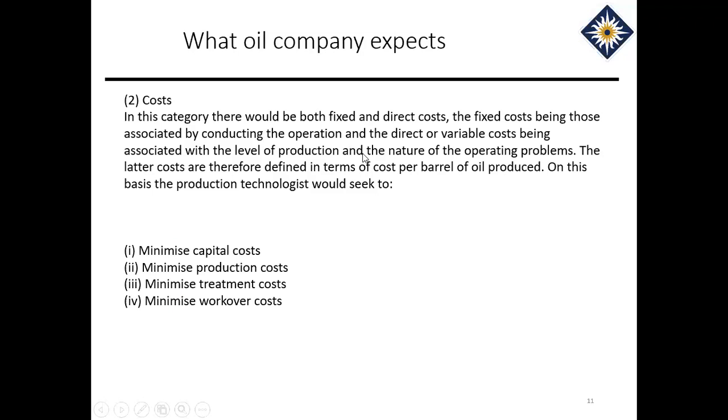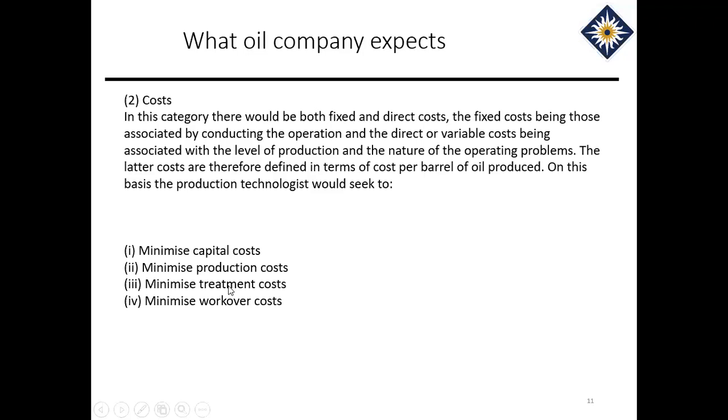As a production engineer, what they expect from you is that you minimize the capital cost, meaning do not put in more separators than needed. It means you have to design everything perfectly. Minimize production cost, meaning you make sure that you are producing efficiently, with no water production. And whatever stimulation jobs you are doing, make sure that you spend the minimum and get the maximum. This is the business side.